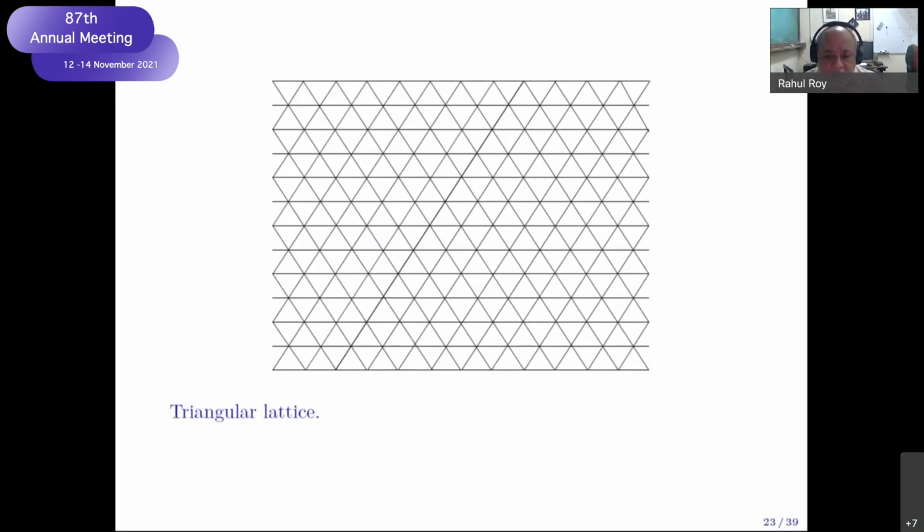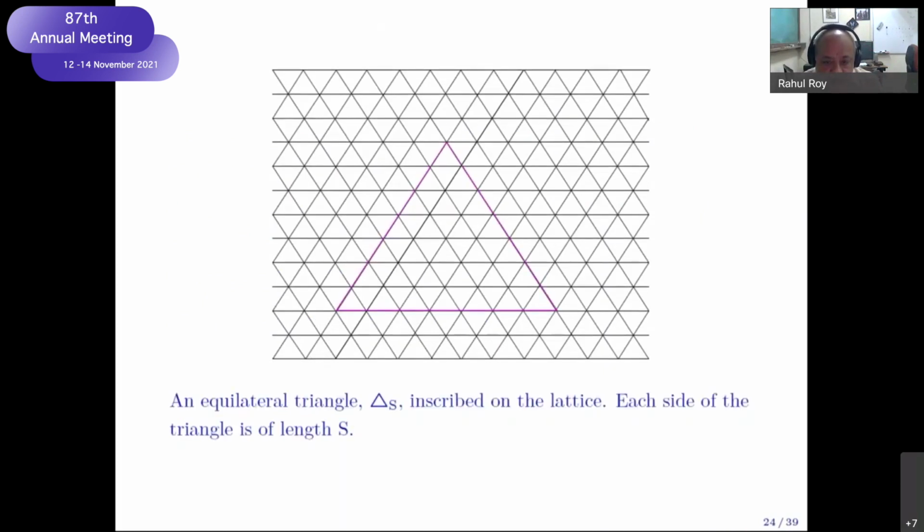And if you think of one of these vertices as this coordinate 2, 3, 2, the random walk has 6 different neighboring edges to move to, going to the neighboring vertex. And this is the equilateral triangle marked in magenta on this triangular lattice. And this equilateral triangle, I'm calling it delta S, because S is the length of the side of this equilateral triangle.